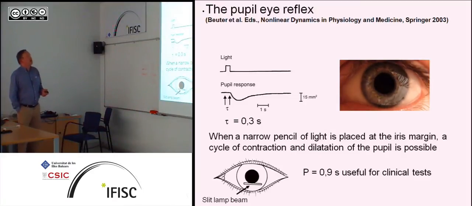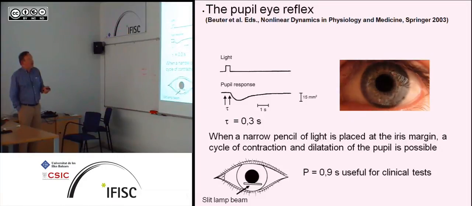Here is another example called the pupil eye reflex. This is one of the nicest examples where you can make non-invasive experiments on the way your brain reflexes to a pulse of light. We're talking here about the pupil area that you can see either contract or dilate. Of course, if you send a slight pulse of light, the pupil will retract, but this will happen after a delay, which is about 0.3 seconds.